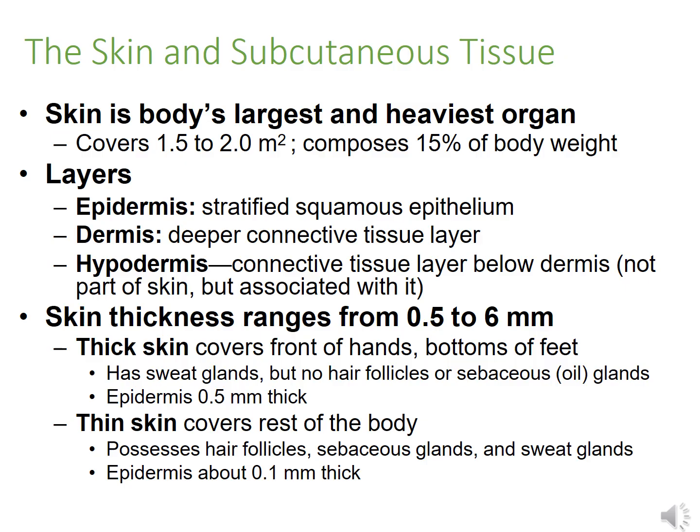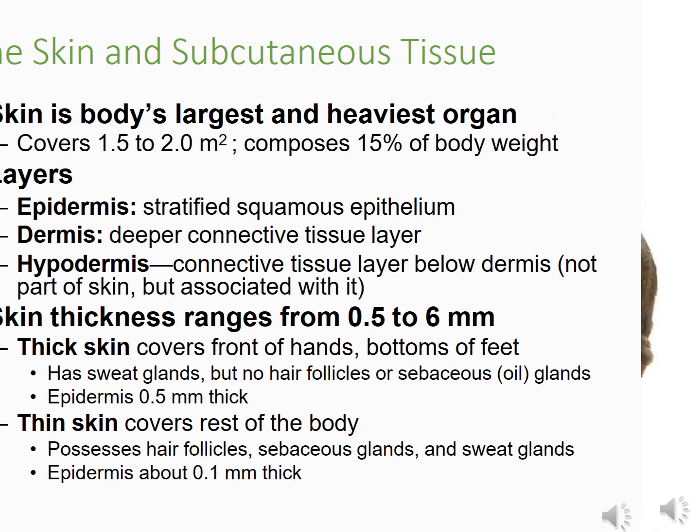Skin thickness ranges from 0.5 to 6 mm. Thick skin covers the palms of the hands and soles of the feet. It has sweat glands, but no hair follicles or sebaceous oil glands. The epidermis is 0.5 mm thick. Thin skin covers the rest of the body. It possesses hair follicles, sebaceous glands, and sweat glands. The epidermis is about 0.1 mm thick.